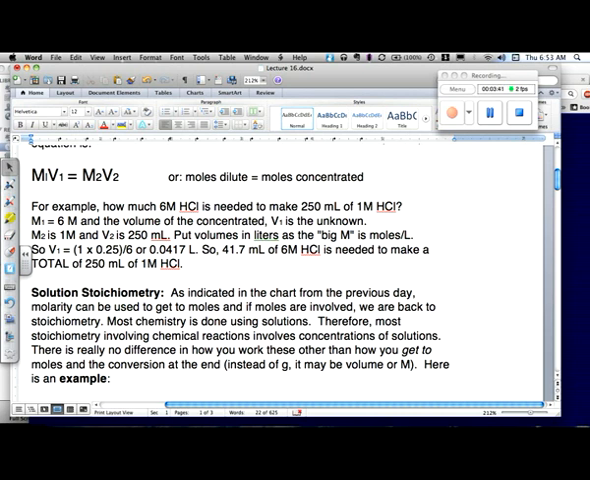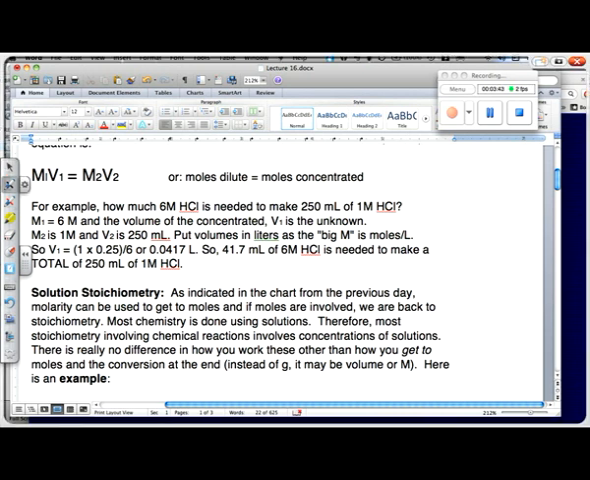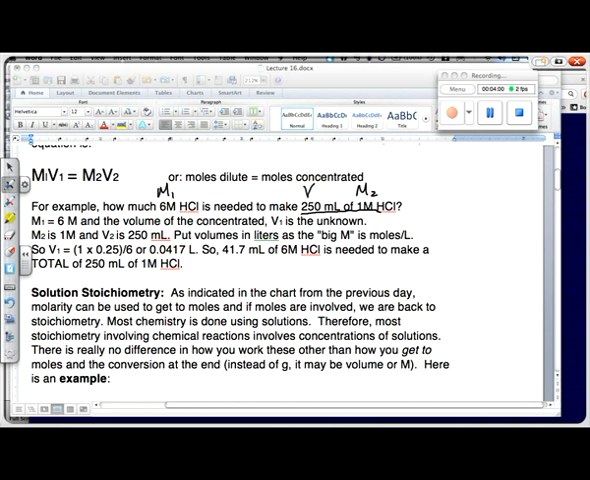All right, so here's our little example. How much 6 molar HCl is needed to make 250 milliliters of 1 molar HCl? So what I have here is the molarity 1. This is my molarity 2, and this volume goes with the molarity 2, so this is the volume 2. This is a common way to ask this question. I am looking for volume 1. I need to know how much of that concentrated stuff I need to transfer in order to make up this new solution. So we're going to set that equal to each other.